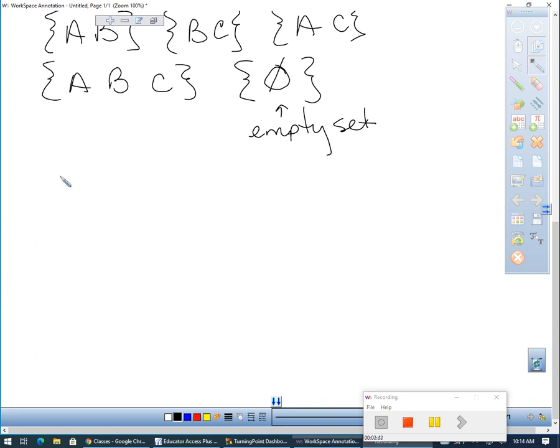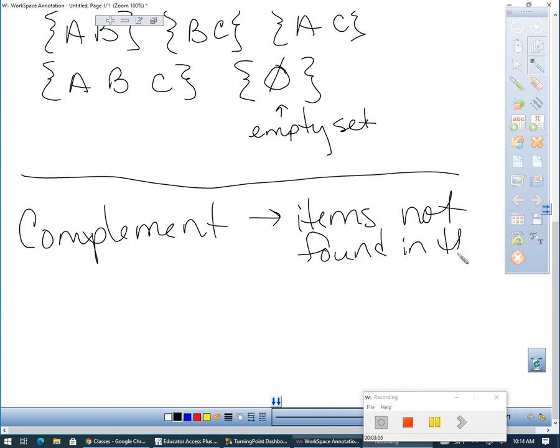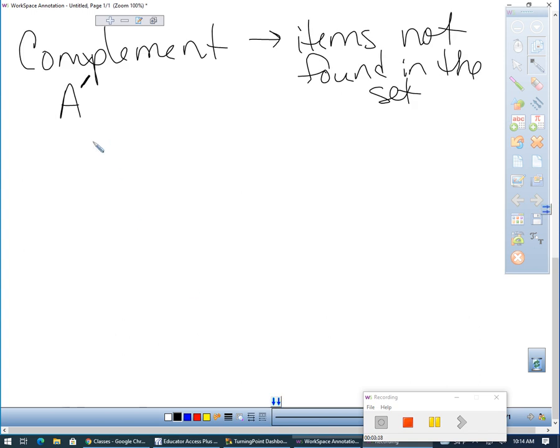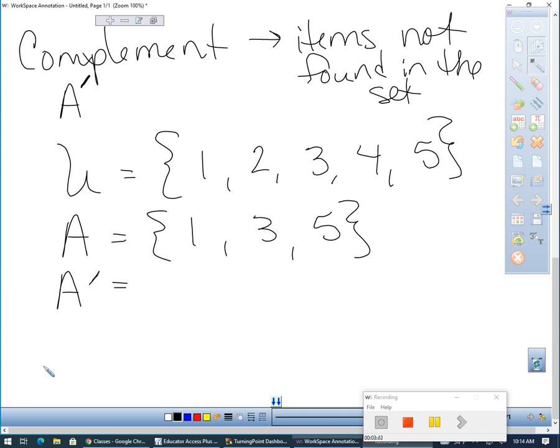Okay, next thing I want to talk about is complement. That's another one of your words. The complement are the items not found in the set. And the notation for a complement is whatever the set is. So like set A, you put a little prime right here. So here's what I mean. Let's say the original set is 1, 2, 3, 4, and 5. Then I tell you that set A from this universal set is 1, 3, and 5. The complement to that, so A prime, are all the ones we didn't use. Well, what didn't we include? 2 and 4. It's literally all it is.